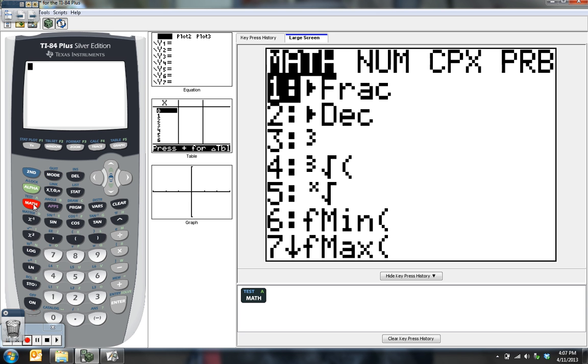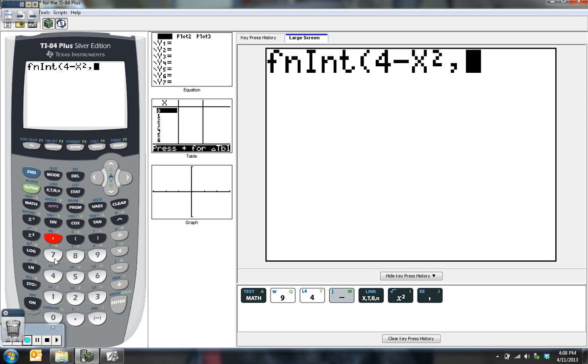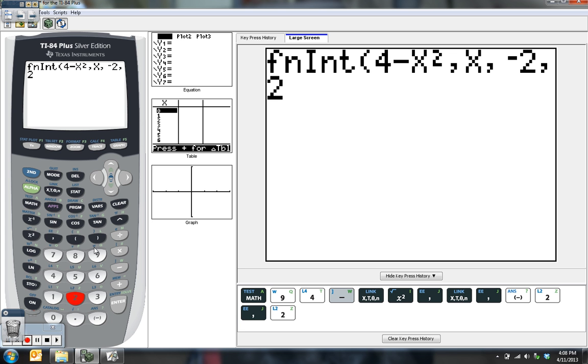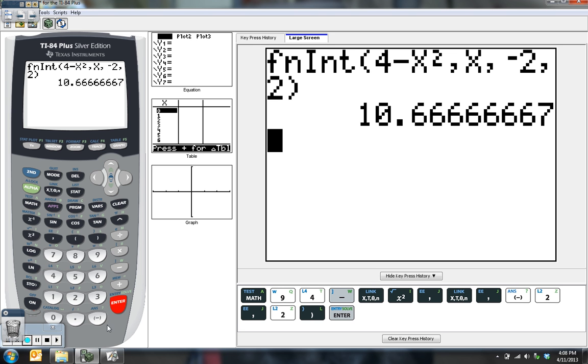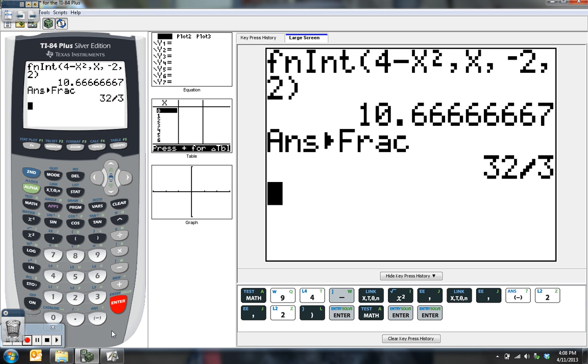So we go to Math 9, which is fnInt, and then it opens a parenthesis for us, so we don't need to put an extra one. We're just going to use the regular parenthesis here. We go 4 minus x squared, then a comma, then an x, another comma, negative 2, comma 2. Close parenthesis and hit enter. And we get 10.66666667.